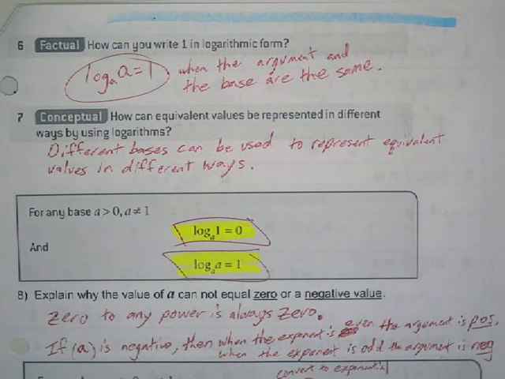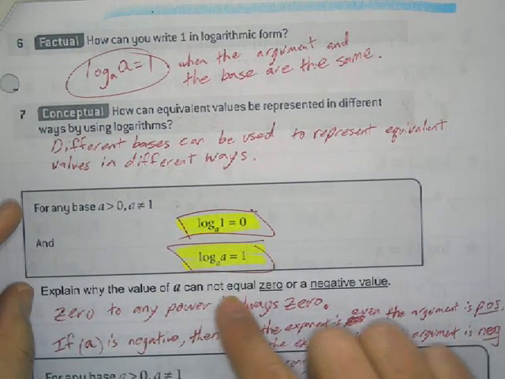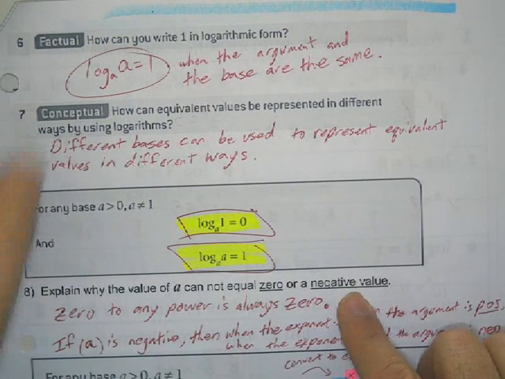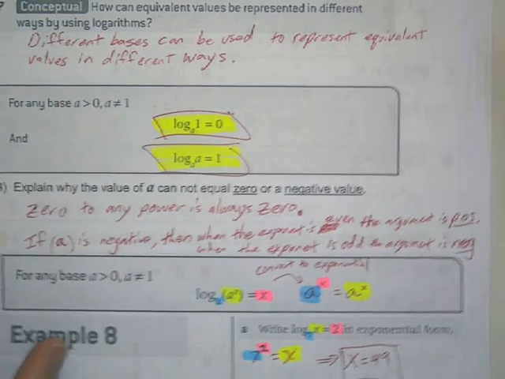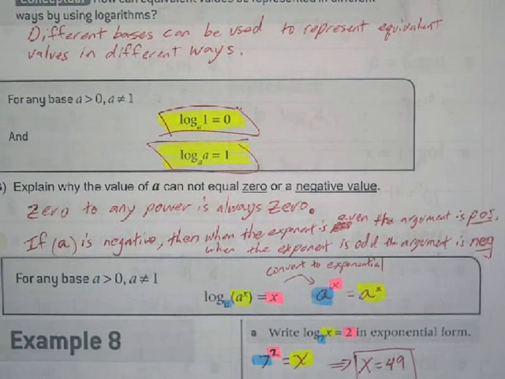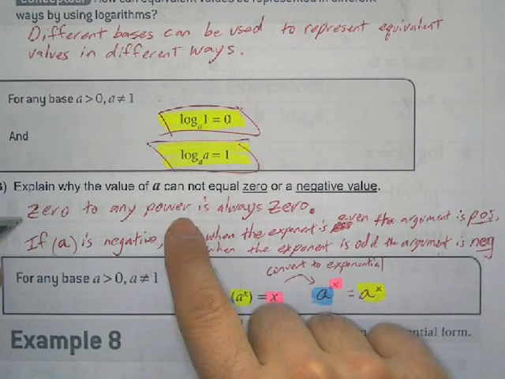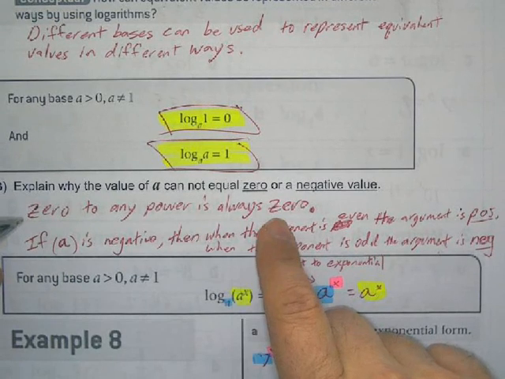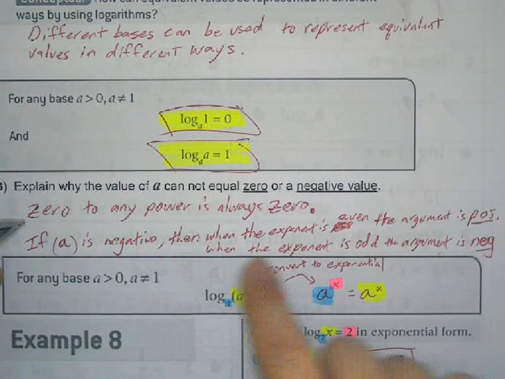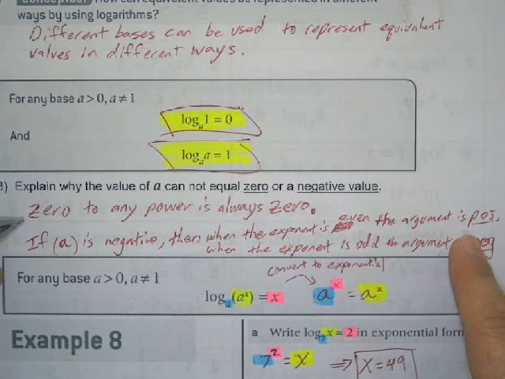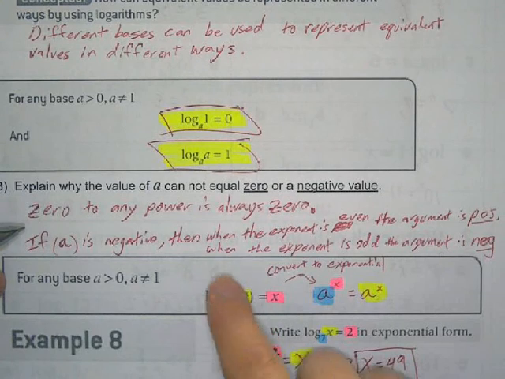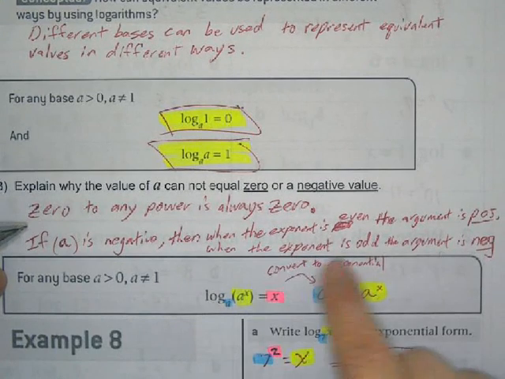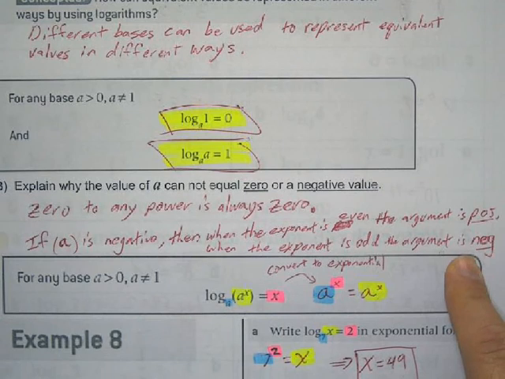Okay, so explain why the a cannot be equal to 0 or a negative value. So we mentioned this kind of in class the other day, and I just want to make sure you have this in your notes. So 0 can't be the power. 0 to any power is always 0. If a is negative, then when the exponent is even, the argument's going to be positive. When the exponent is odd, the argument is going to be negative.